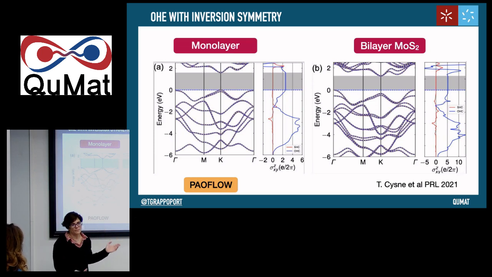LZ is not a good quantum number in the whole system, right? It's actually good in the K and K prime. Only at that point it's a good quantum number. Everywhere else in k-space it's not.